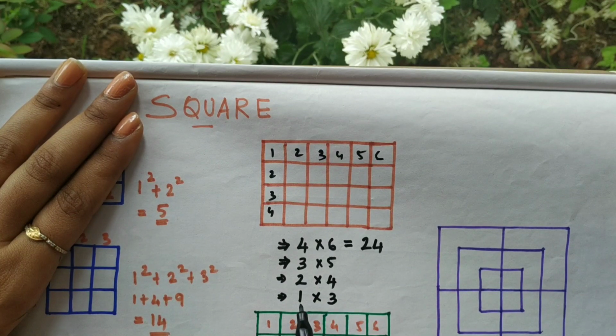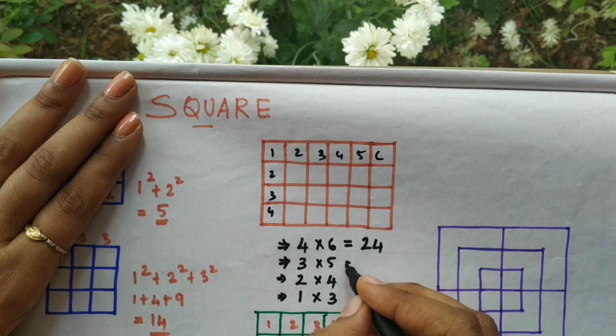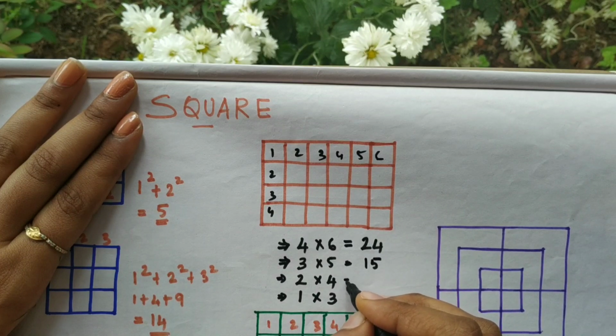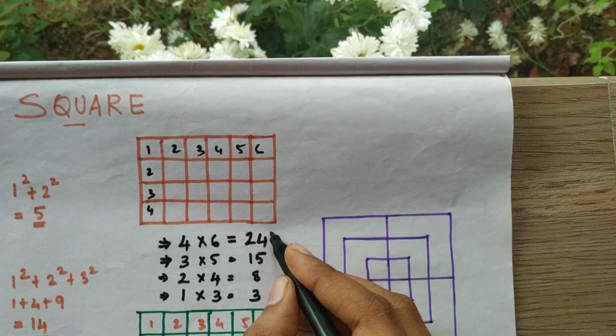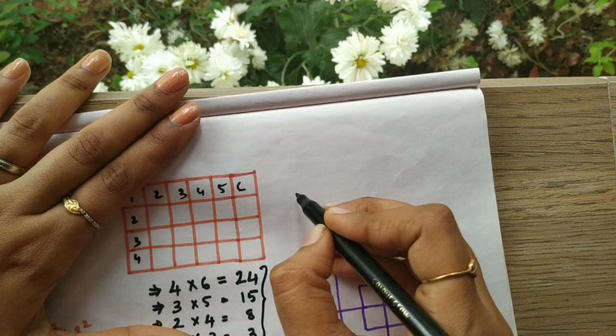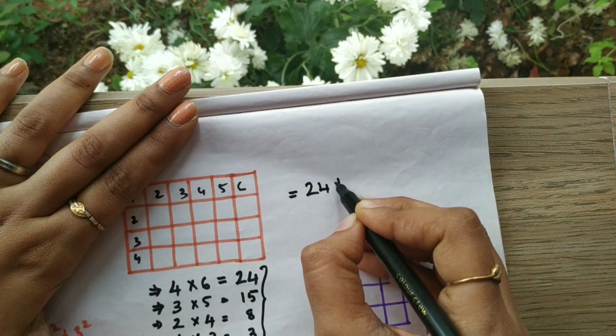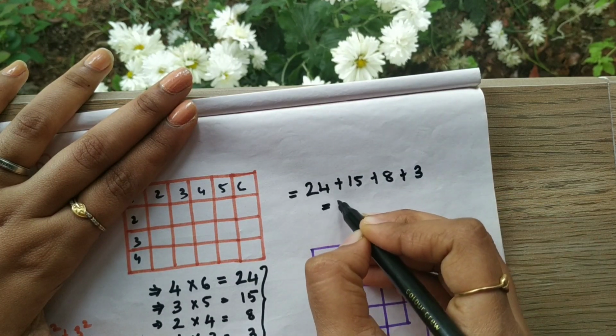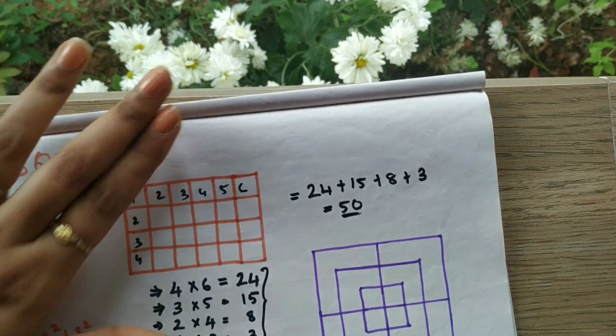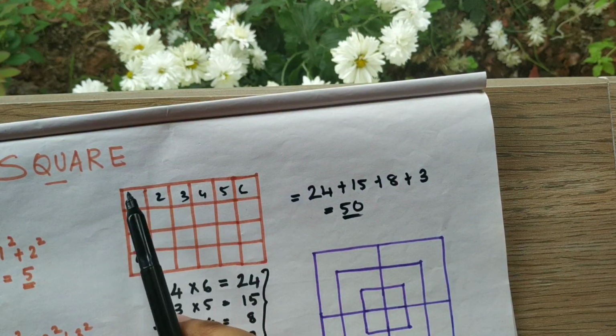We have to stop here, because whenever you get 1 on either side, we stop there. So it is 15, 8 and 3. Then we total it: 24 plus 15 plus 8 plus 3 equals 50. This is how we get the number of squares for this particular type.